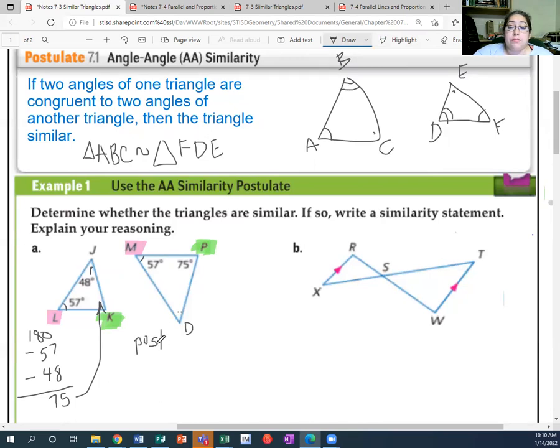So when asked to explain my reasoning, the strongest reason I can give is to list a postulate, either by code number or by name. It doesn't matter which one. And now I'm going to list my triangle similarity.